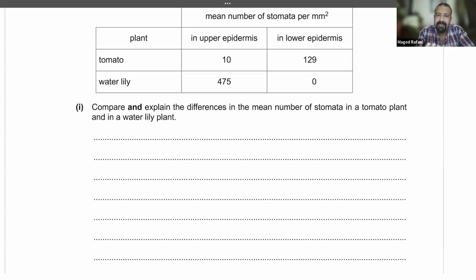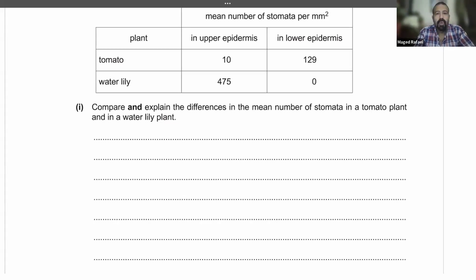That's what I mean. It's not like reading the data and writing it as a bullet point. You need to compare during the describe part. Okay, so the water lily has stomata in the upper epidermis only. Exactly, I want the word only. This will give you a mark.